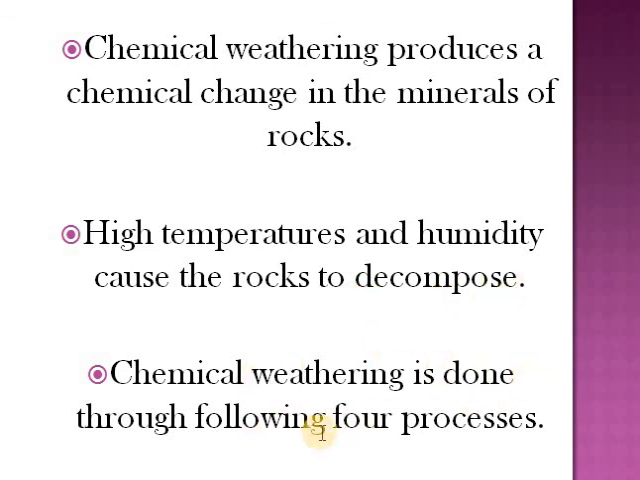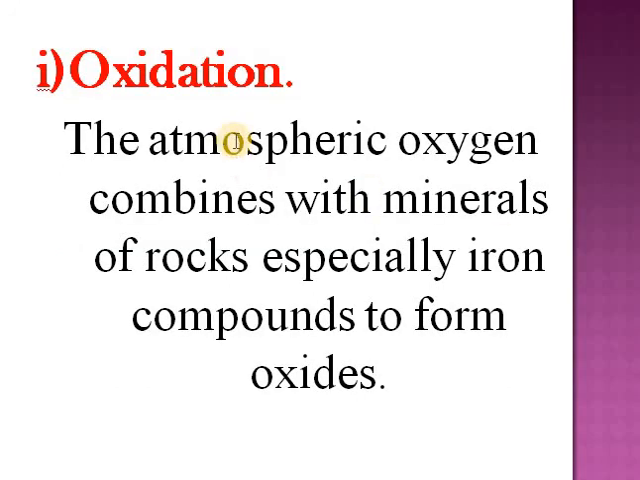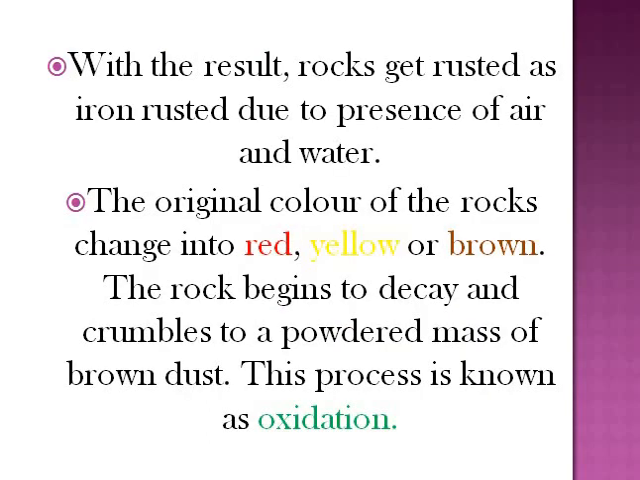Chemical weathering is done through the following four processes. Let us look into the four processes. Roman number 1, oxidation. The atmospheric oxygen combines with minerals of rocks, especially iron compounds, to form oxide. With the result, rocks get rusted as iron rusts due to presence of air and water. The original color of the rocks changes into red, yellow, or brown. The rock begins to decay and crumbles to a powder mass of brown dust. This process is known as oxidation.